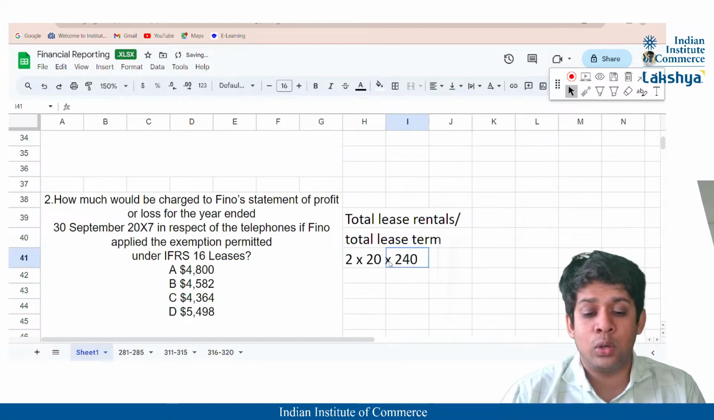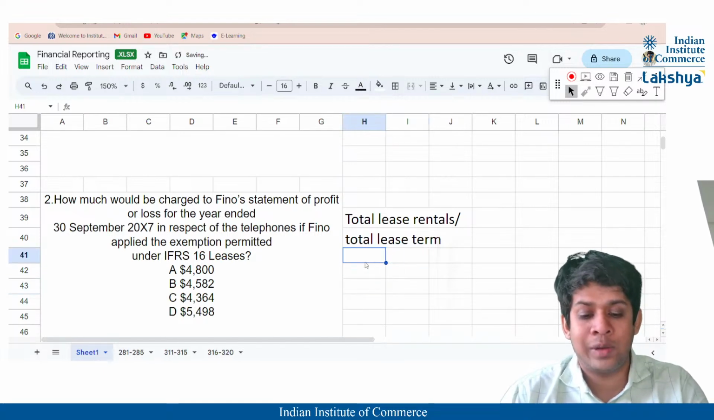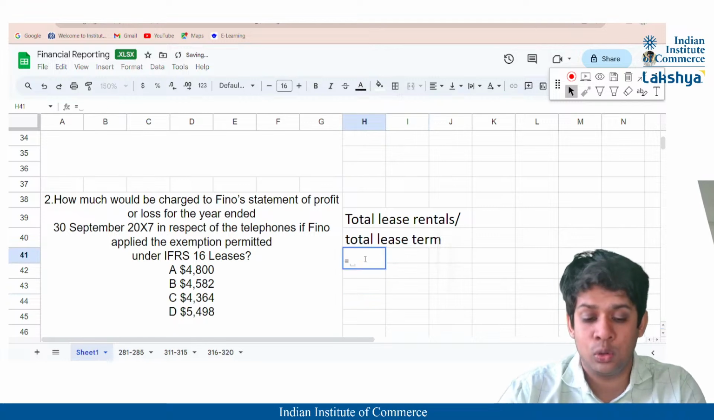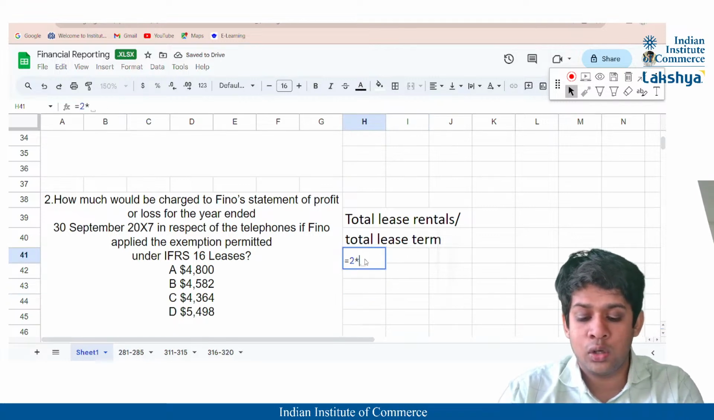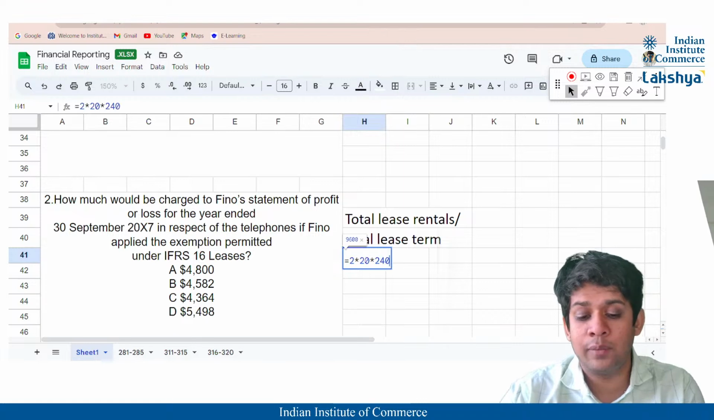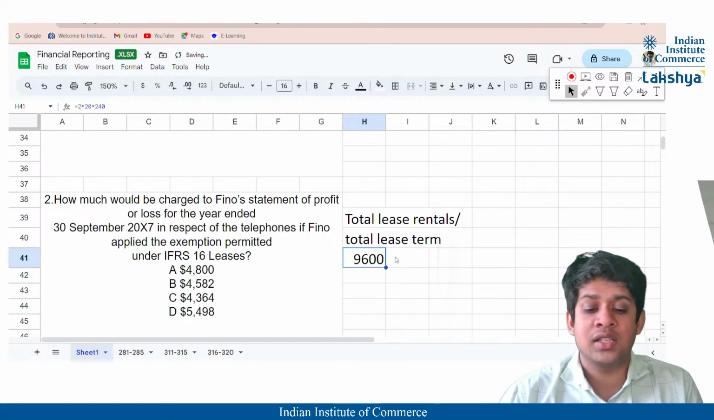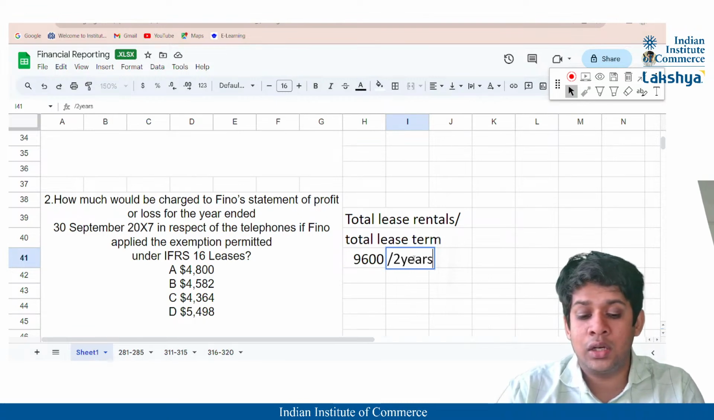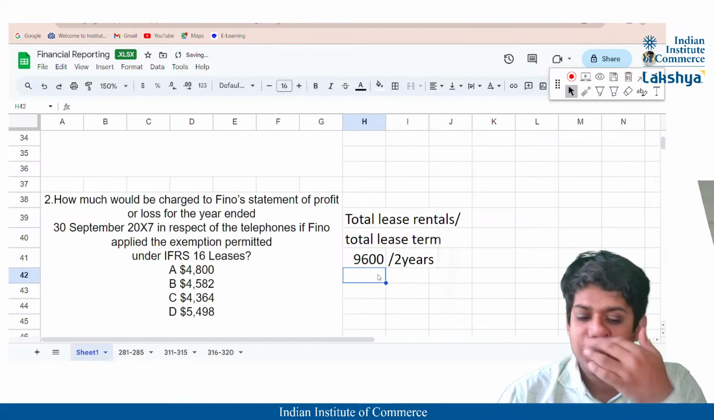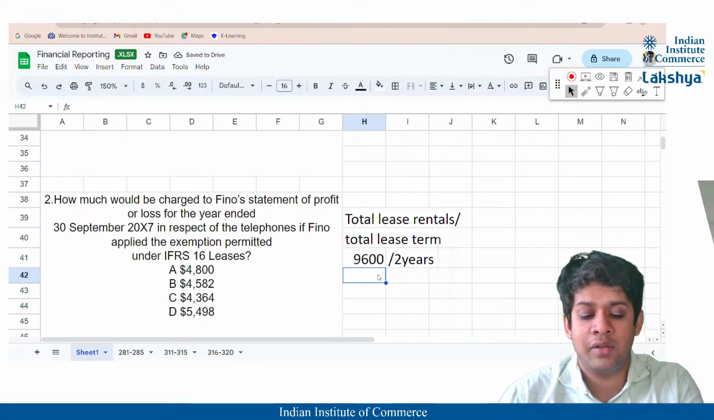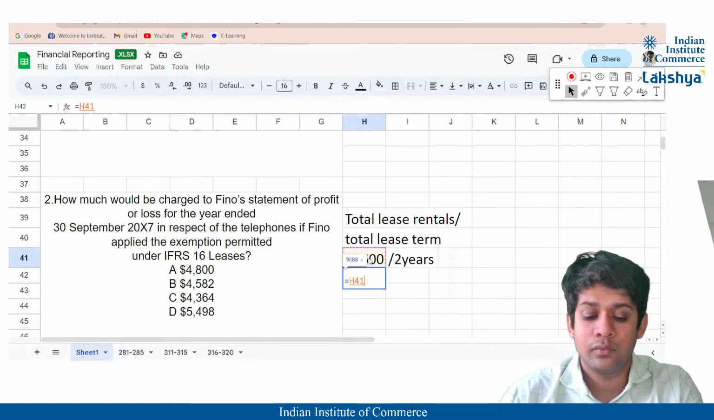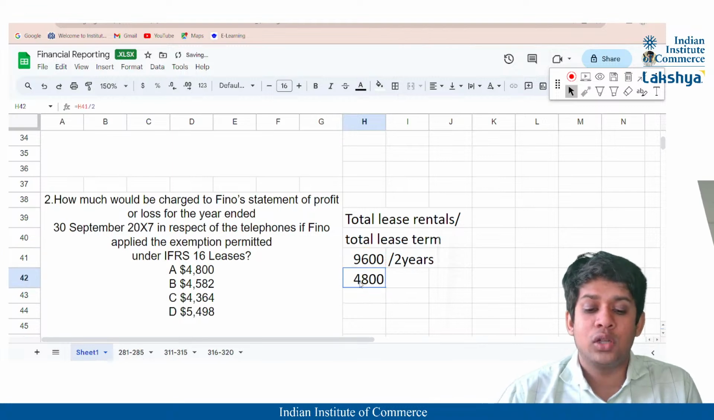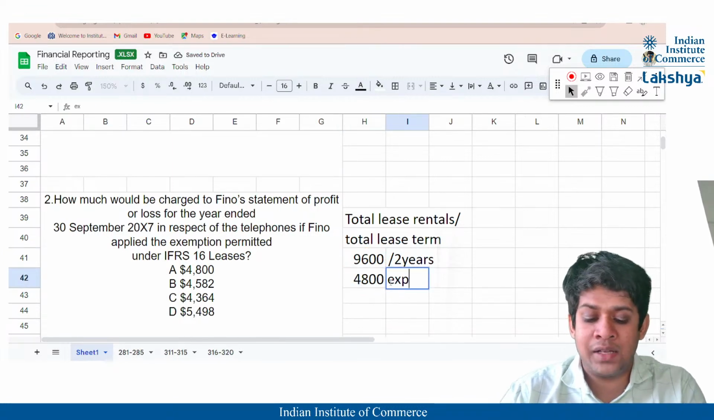Correct? So this is the total lease rentals, that is 2 into 20 into 240. So the total lease rentals that we are going to pay is 9,600 divided by the lease term. We've taken it on lease for a period of 2 years. So 9,600 divided by 2 years, 4,800 is to be expensed to P&L every year.